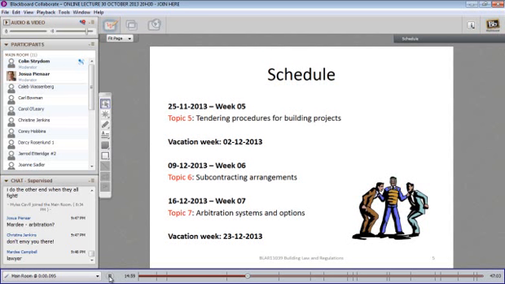Topic 8. By the way, not sure if you noticed some of these pictures on the side, but they are supposed to liven up the whole course on contracts. So I'll just try my best.